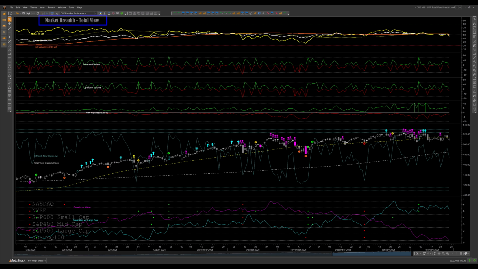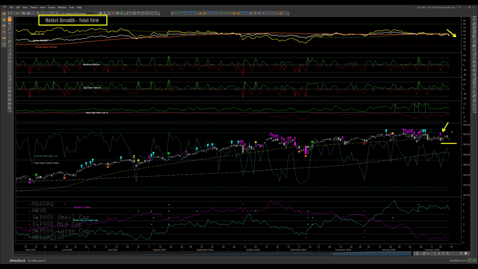Market breadth, total view, the broadest view of the market. For the last 5 days, the total view custom index practically moved sideways. The yellow line, percentage of stocks above 50-day moving average, slightly tilted down, but not much. We had one Hindenburg on Monday. Where did it come from?